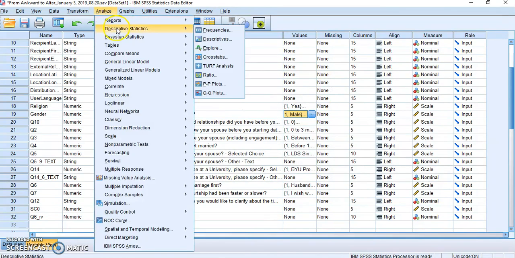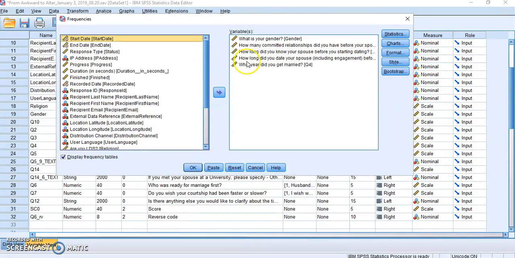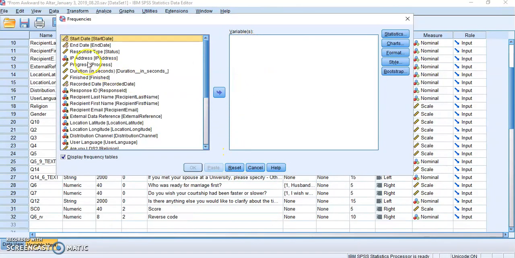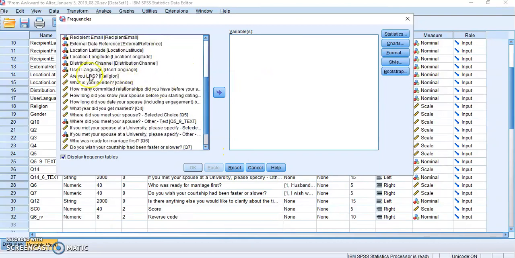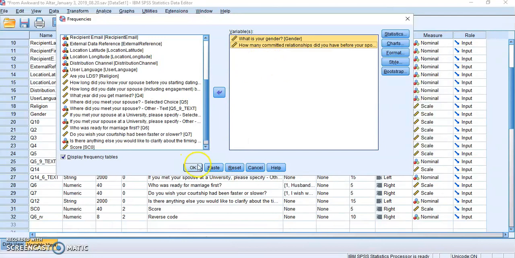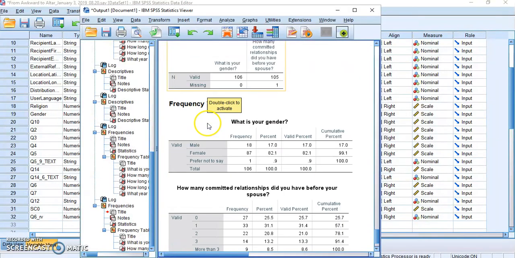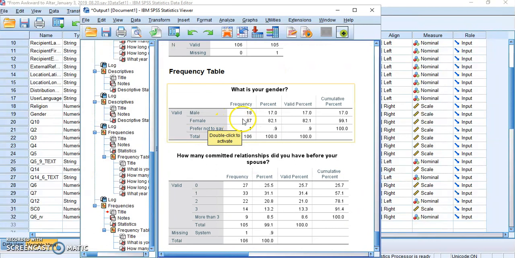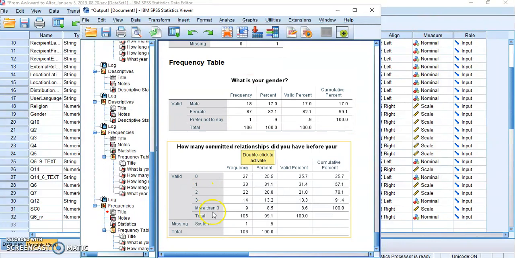Let's run frequencies really fast on my data. So I'm just going to push reset there. That's gender, and control click to get both of them. I'll just click OK, that's fine. So my sample is skewed, but that could be because females answer more Facebook surveys than males do. And how many committed relationships did you have? It looks pretty good. So I probably wouldn't use this data for my thesis, but it's good enough for this video.